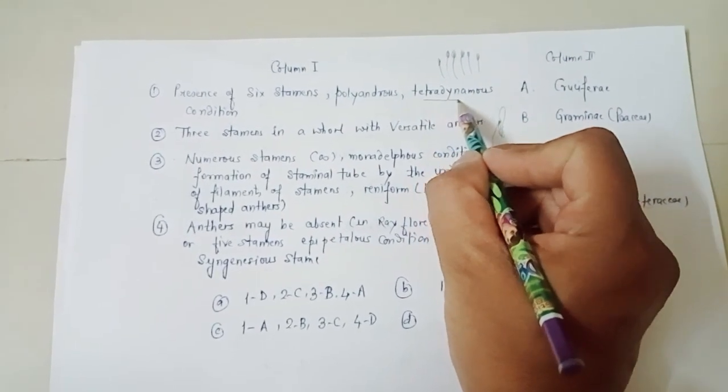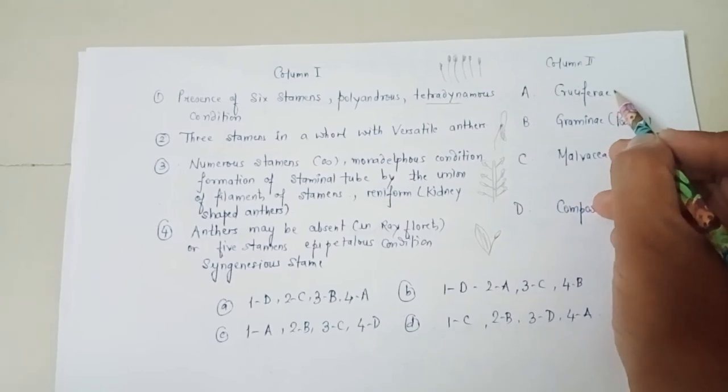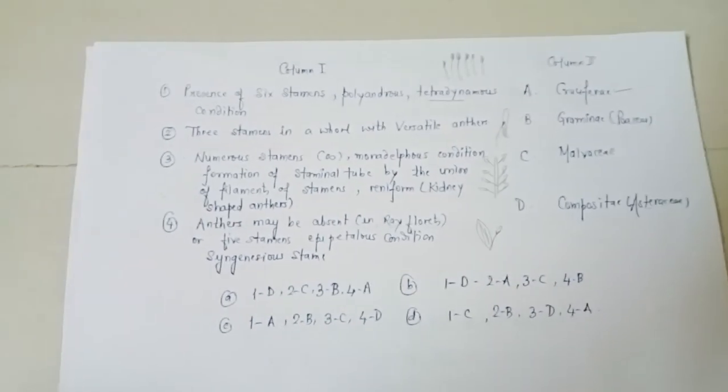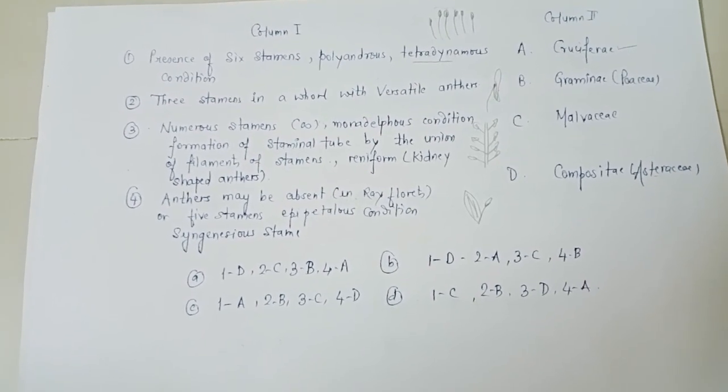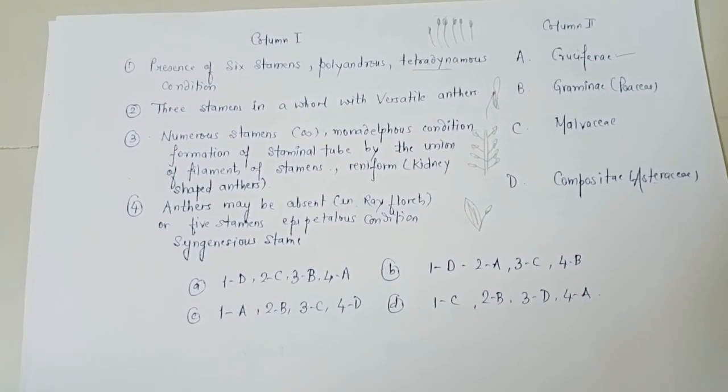tetradynamous condition, and this is a characteristic feature of Brassicaceae or mustard family, or simply we call it cruciferae. So this match, or this option, is the correct one.